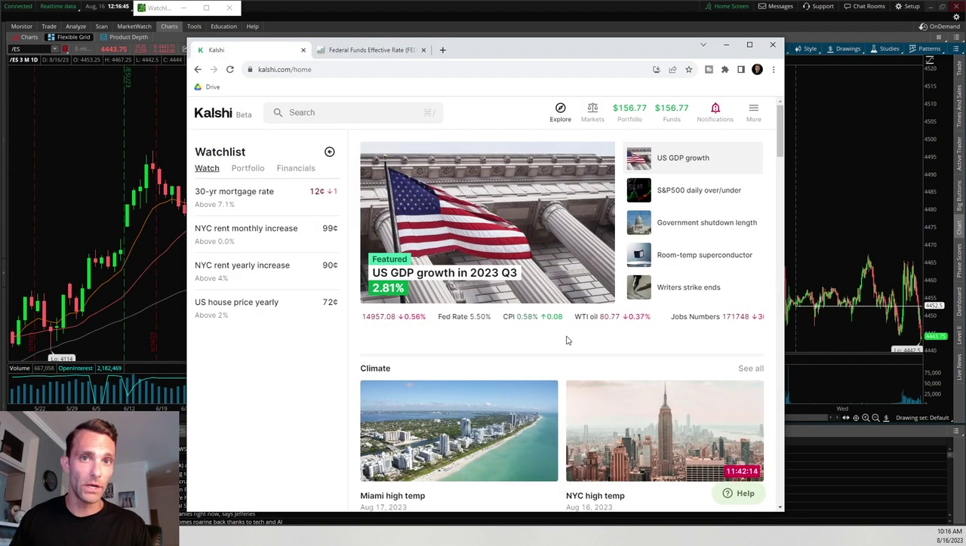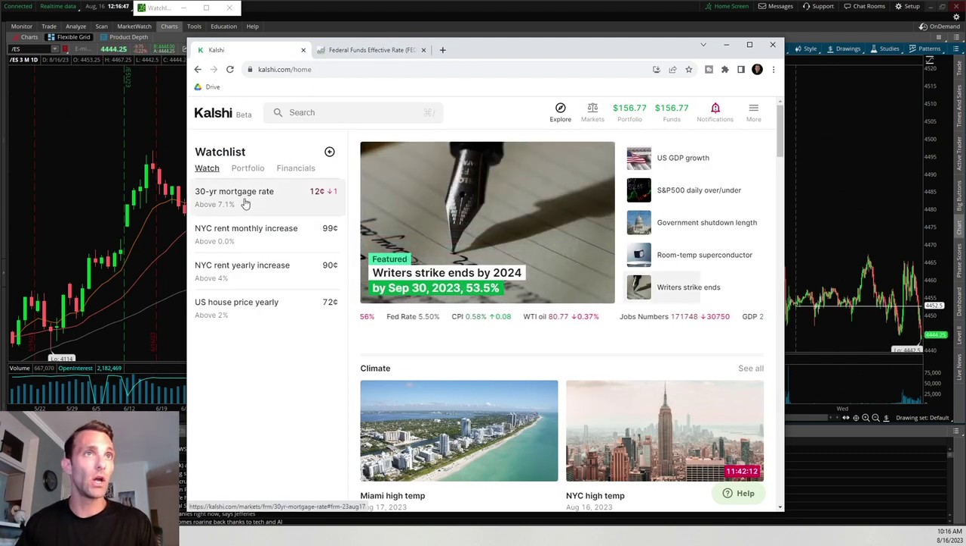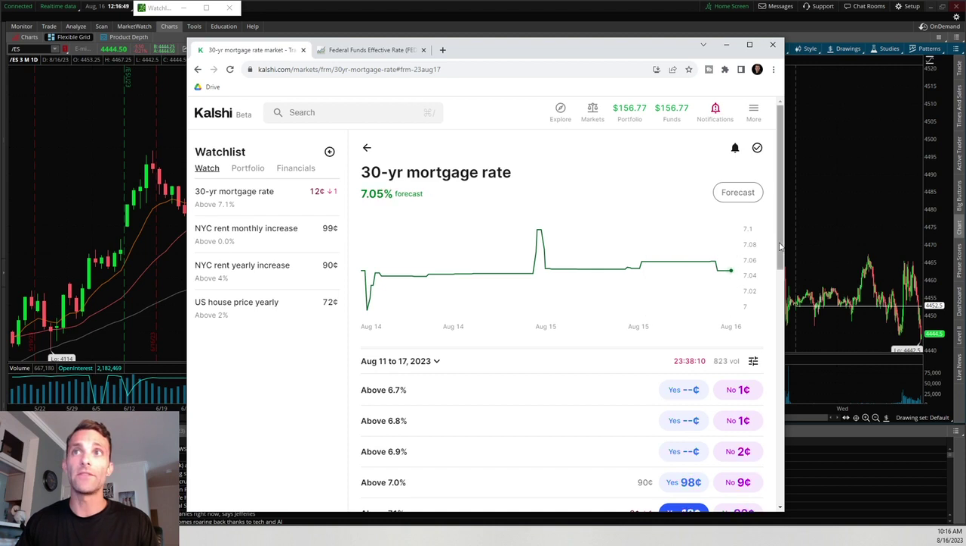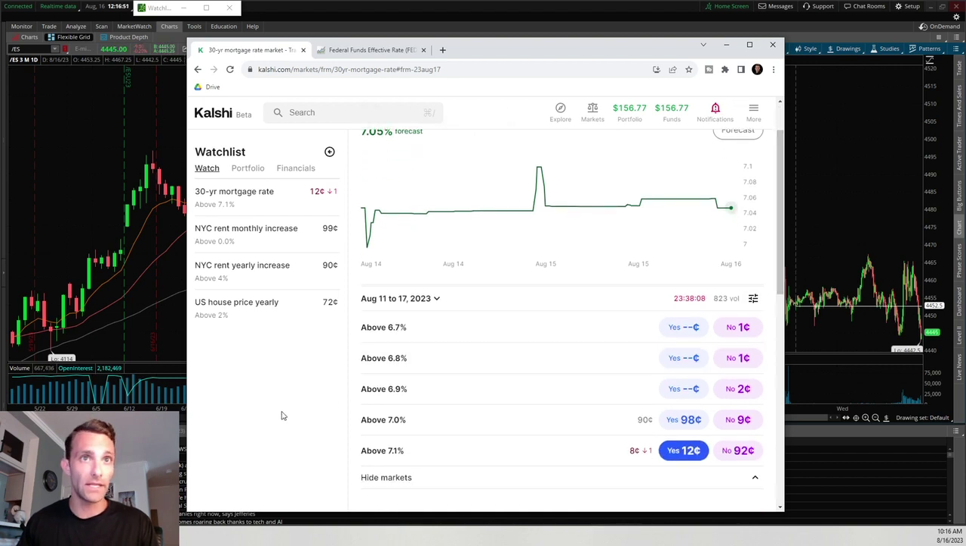What we would want to do is go into the back end of Kalshi, go into the 30-year mortgage rate. If the Fed continues to increase rates, then mortgage rates would increase as well. Right now they're trading around 7%, or mortgage rates are about 7. So if we believe that they are going to continue to get more expensive and those rates are going to increase, then we would want to trade the yes contracts to the upside.